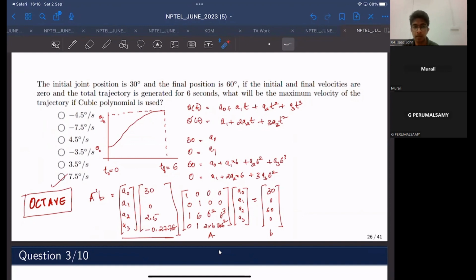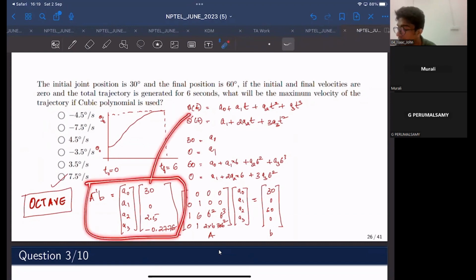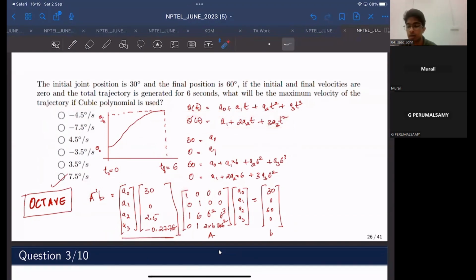The question is basically asking you to find the maximum velocity if the cubic polynomial is used. So if you substitute these coefficients into the velocity equation, that would look something like a0 is 30, a1 is 0, a2 is plus 2.5 t.